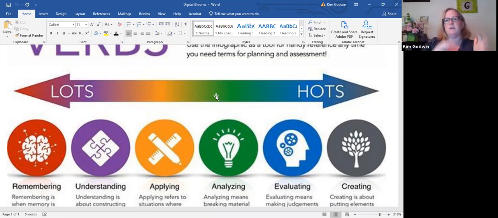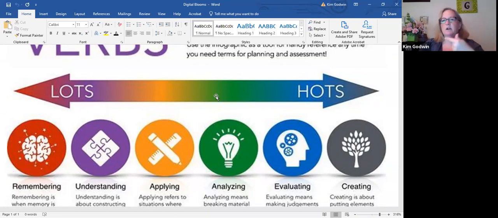For a first semester 1,000 level class, you may not want to start with creating. Now, by the end of the semester, you may have an activity that gets all the way to creating, but at the beginning, you may be doing a little bit more remembering and understanding, and some of the more lower order thinking skills.